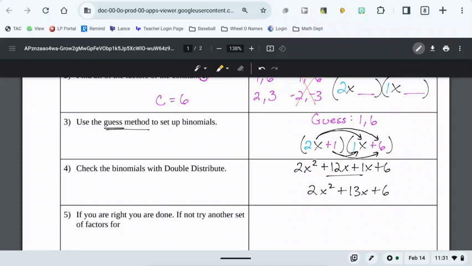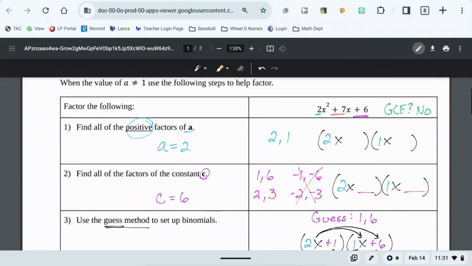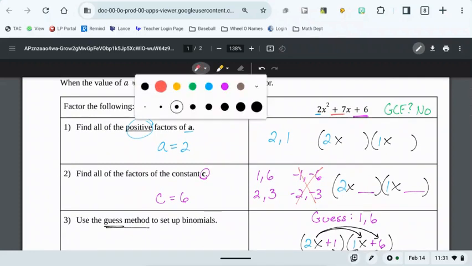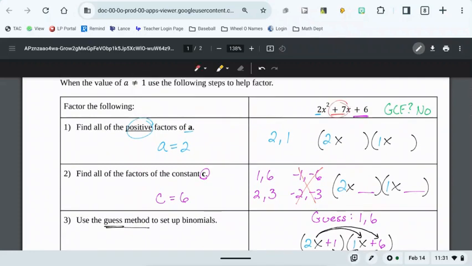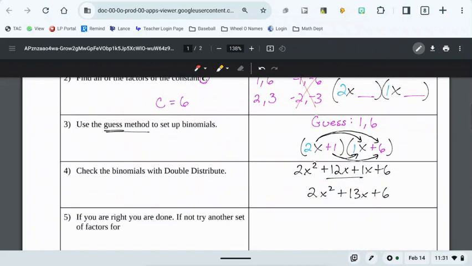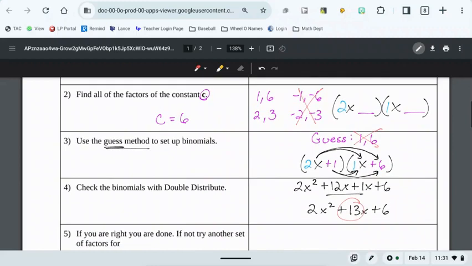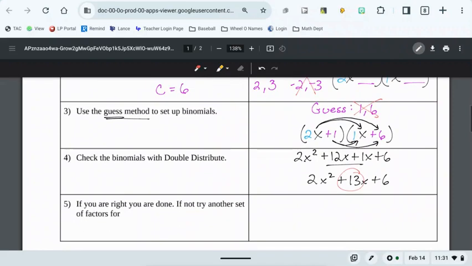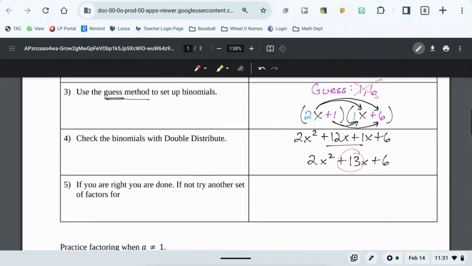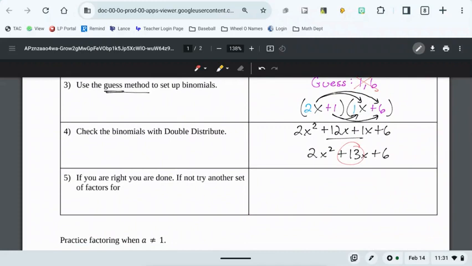Okay, so we've just checked our first guess. And we scroll back up to the top and we see that the b term has a positive 7 that we're looking to get. And when we did our checking, we got a positive 13. So that being said, 1, 6 does not work. Now, again, it could be flipped, 6, 1. We're going to get a different result, but let's go ahead and try and guess 2 and 3.